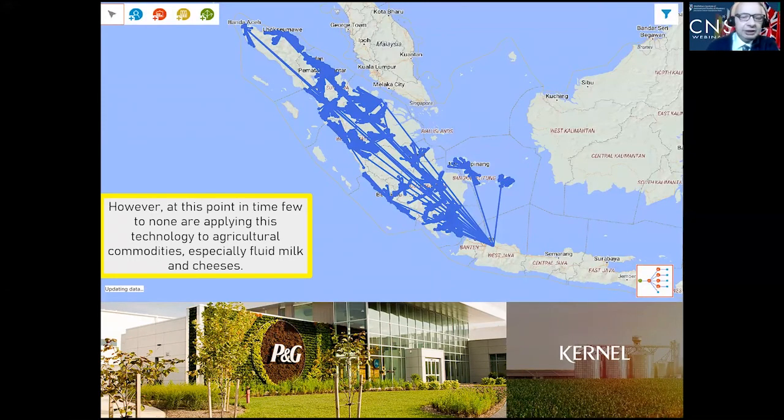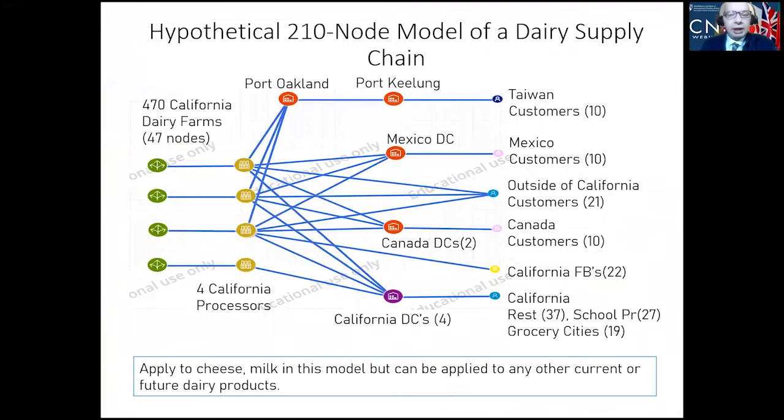You see Indonesia with all the islands, and if you want to bring P&G's products to different locations, that's an enormously complex system to be able to accomplish. However, at this point in time, to our knowledge, few to none are actually applying this simulation technology to agricultural commodities, especially fluid milk and cheeses and these kinds of products. So this is where I decided to kind of apply it.